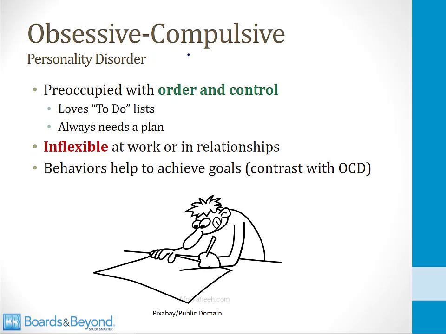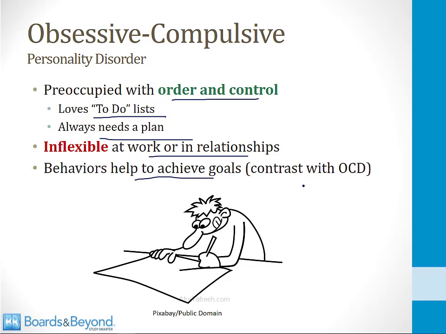If you want to understand obsessive compulsive personality disorder, just look at the people in your med school class or maybe even at yourself. Most medical students display some features of obsessive compulsive personality disorder. These people are preoccupied with order and control. They love to-do lists and they always need a plan. They are inflexible at work or in relationships because they always want things done just so. And importantly, the behaviors that they engage in compulsively help to achieve their goals.